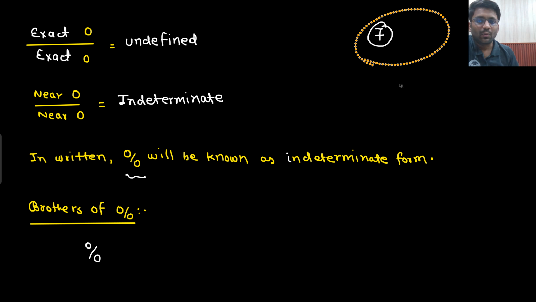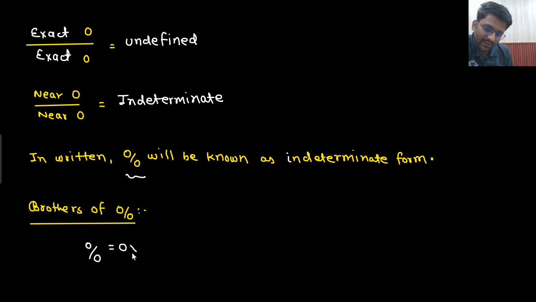So who are the brothers of 0 by 0? Can I write down 0 by 0 in this manner? This is 0. 0 by 0. So 0 into 1 by 0. Now 0 as it is, and 1 by 0 could be written as infinity. Someone will say, sir, 1 by 0 is undefined. I know that 1 by 0 is undefined. But for the theory purpose, I am taking indeterminate, undefined and infinity all as the same, only for our own paper analysis.